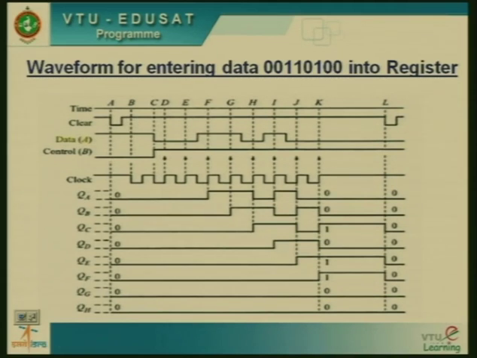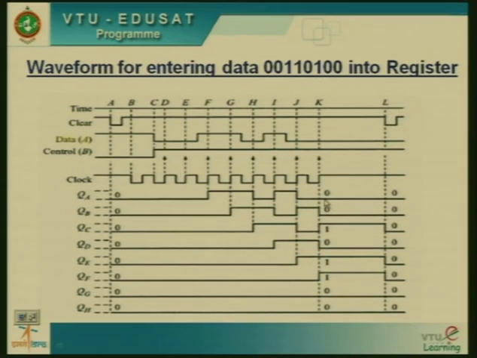Suppose I am feeding my data here at A, and I am giving another input called the control input. Whenever a data input is given, when the control signal is low, nothing is transferred. When the control signal is high and my data is in, then in the next clock pulse, QA, the data is transferred. So this 1 is transferred in the next cycle, and then in the next cycle, this one.